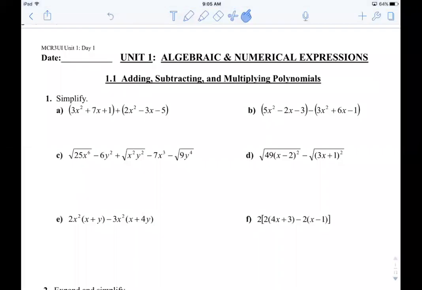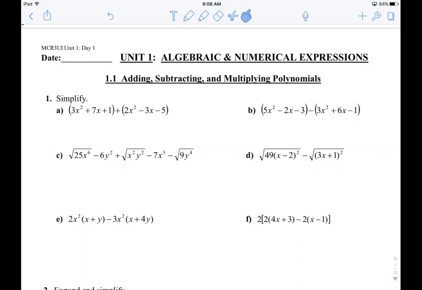Hello and welcome to Unit 1 of Grade 11 Academic Math. Our first unit is Algebraic and Numerical Expressions. A lot of this is going to be review of some things that you might have seen in Grade 10, but also pushing them a little bit further. And really, for now, it's all about trying to work with polynomials.